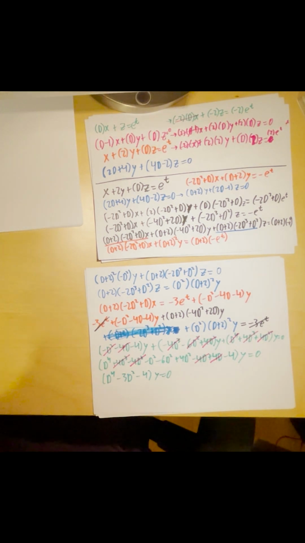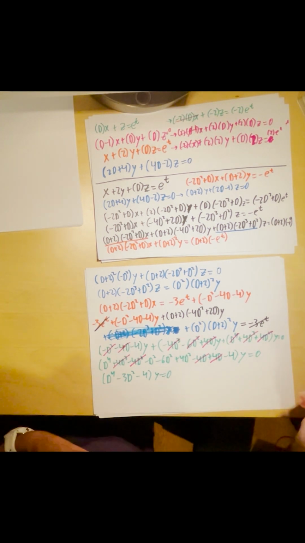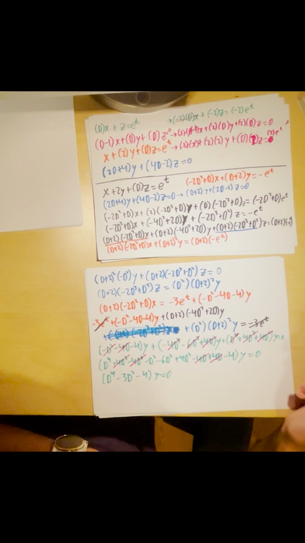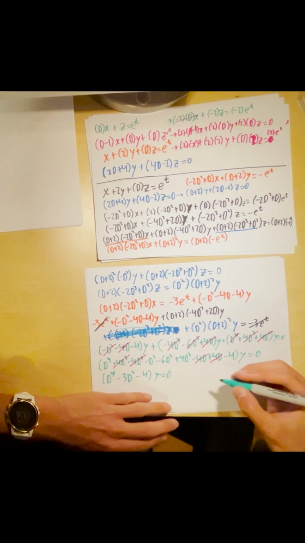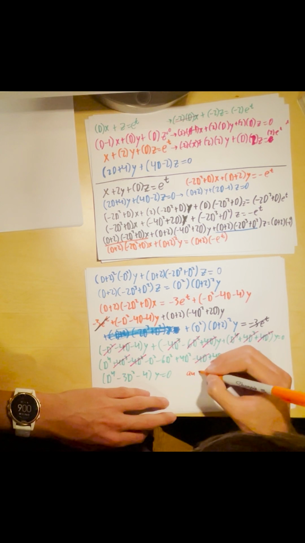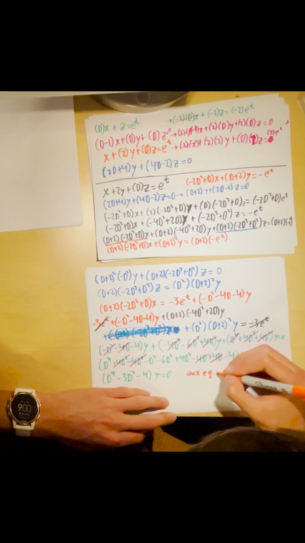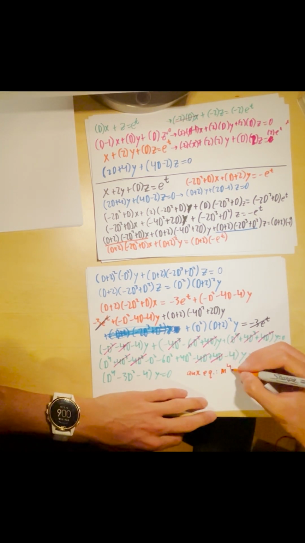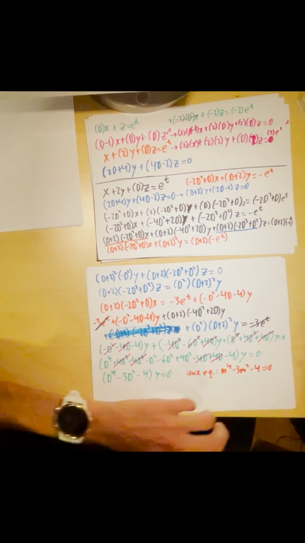This is great. We can use our method to find the complementary solution. So I'll write the auxiliary equation off to the side. It is m to the fourth minus 3m squared minus 4 equals 0.